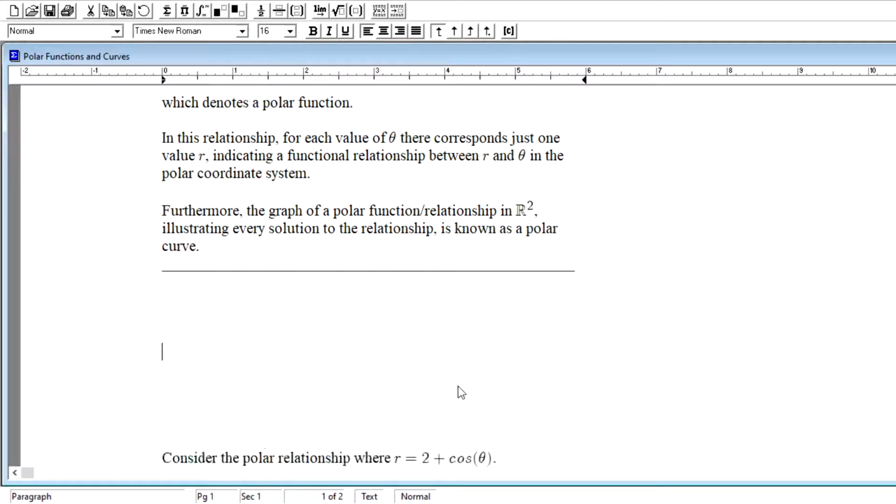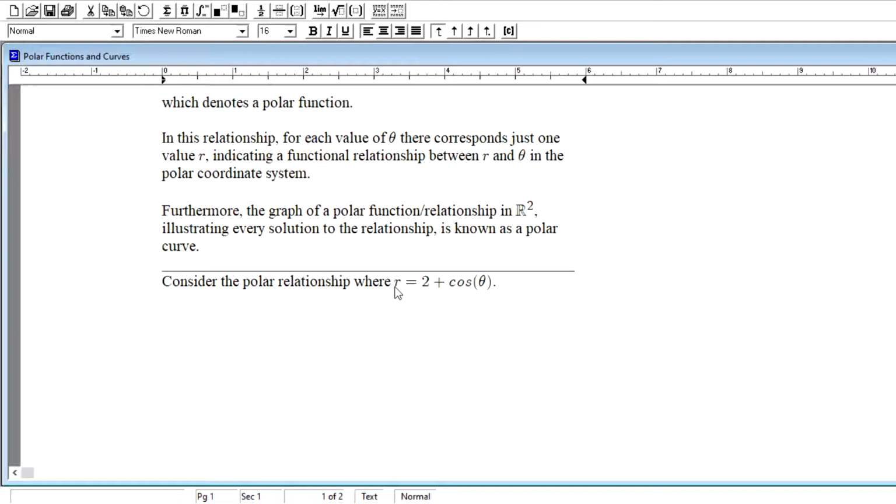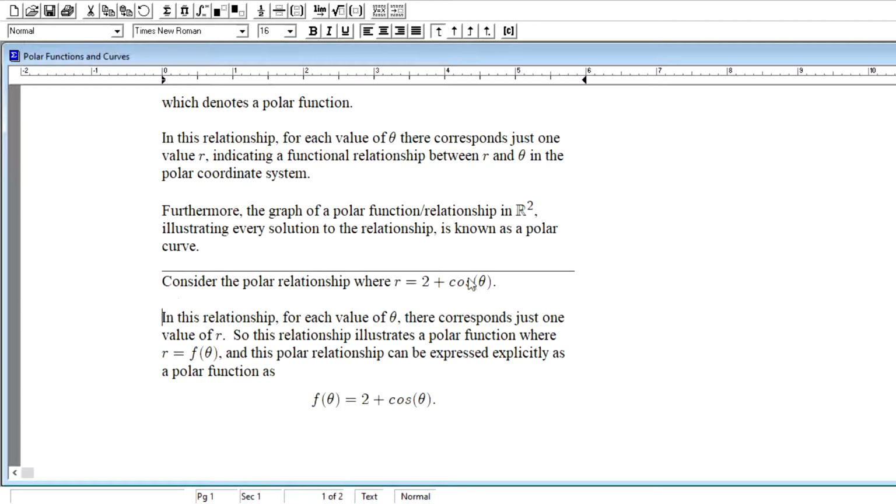If we consider a case here, we might consider the polar relationship where r equals 2 plus the cosine of theta. And what you will notice here is we do have a functional relationship between the values of r and theta. For each value of theta, there is going to correspond just one value of r in this relationship. And we could express that explicitly in function notation, replacing our value of r with the value f of theta. r is equal to f of theta in one of these polar functions.